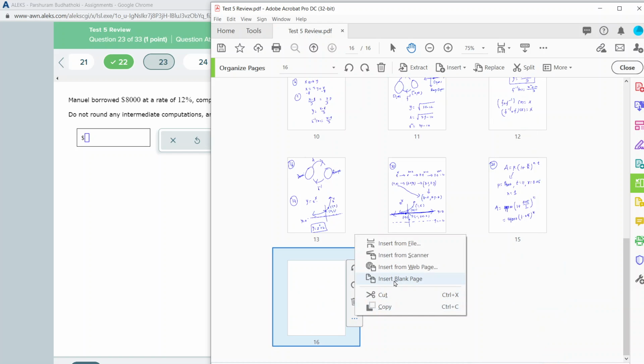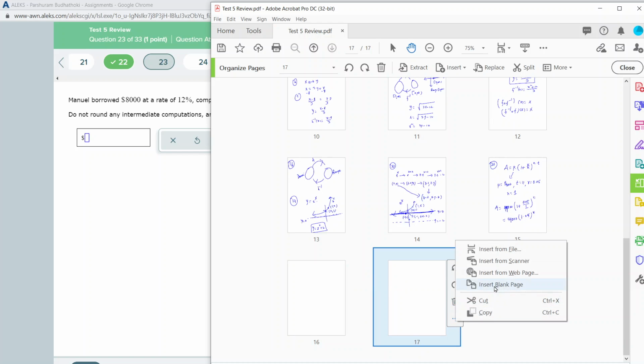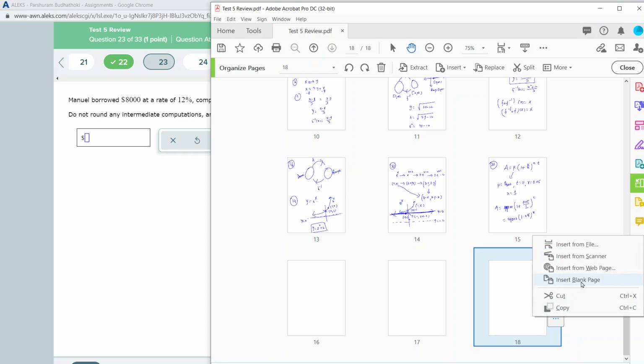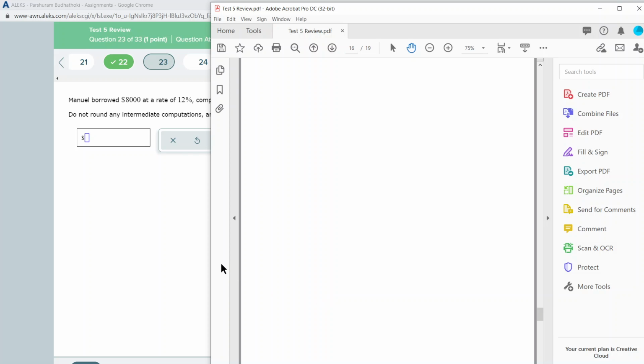So let me just add some extra blank pages here. So this problem 23, the same formula, but the principal is 8,000. My pen is not working. I think my battery is dead.